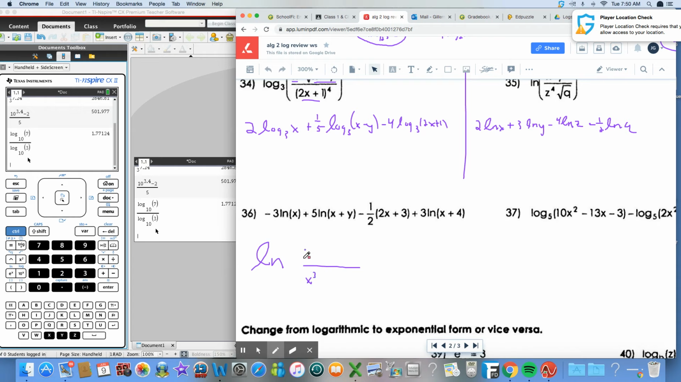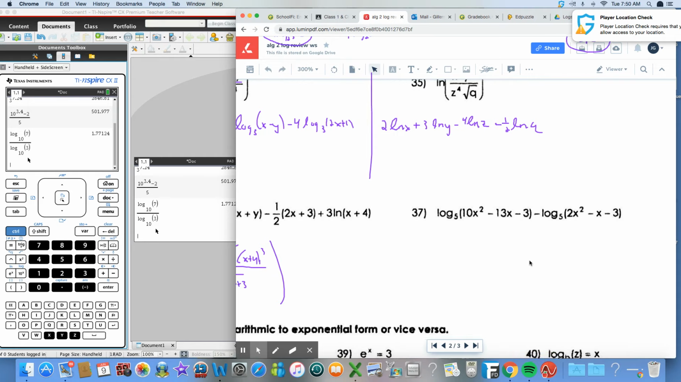So the x plus y is to the 5th, because if it's up front, it's an exponent. Negative goes on the bottom. 1/2 means it's the square root of 2x plus 3. Positive goes on top. X plus 4 to the 3rd. Now you can put all this in parentheses if you want. If you didn't, not a big deal.